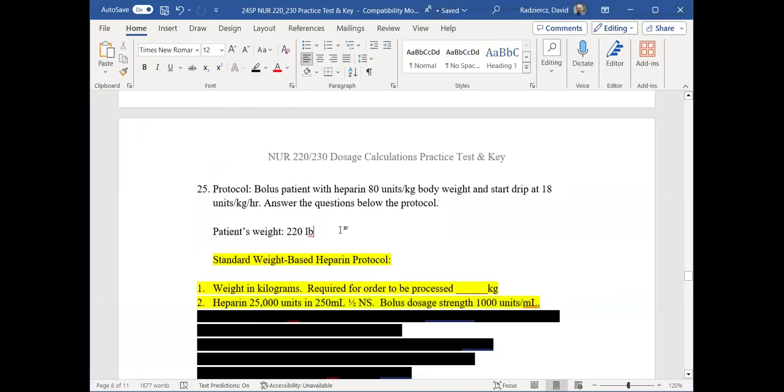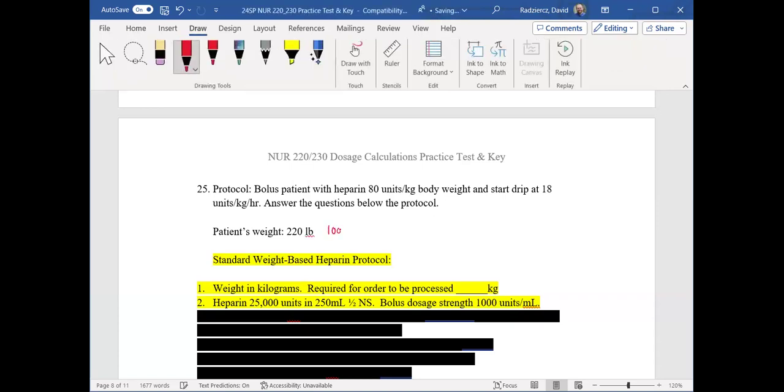So my first step is I want to take the patient's weight and convert it to kilograms. So hopefully you all know this. You just take the patient's weight, 220, divide by 2.2, and then we get a nice even 100 kilograms. Nice big number, nice, easy thing to work with. Okay. So I don't have to worry about rounding or anything like that. It's a nice even number.